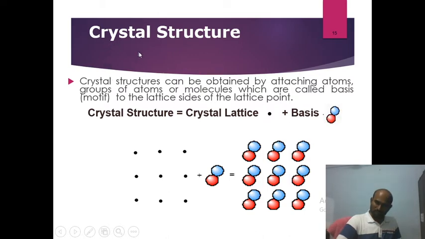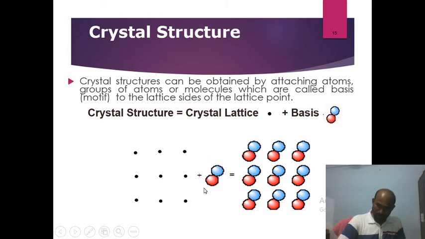Next, what is a crystal structure? A crystal structure is obtained by attaching atoms, or a group of atoms or molecules, which are called the basis, to a lattice point. How is it formed? Crystal structure is formed by lattice plus basis. This is a lattice point, and this is the basis. From that we get the complete crystal structure.